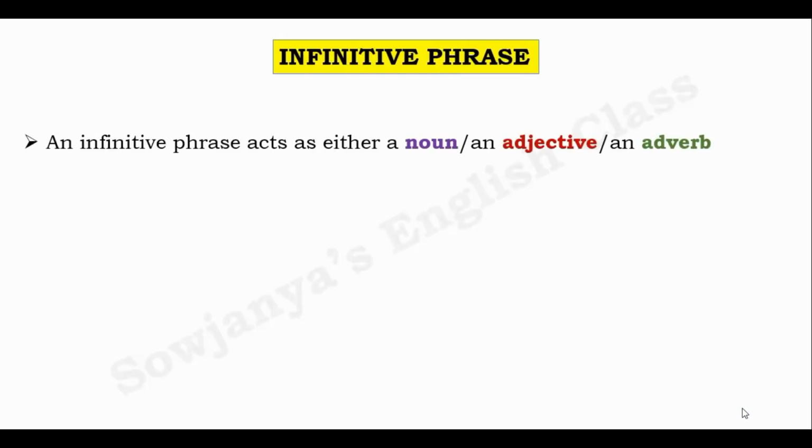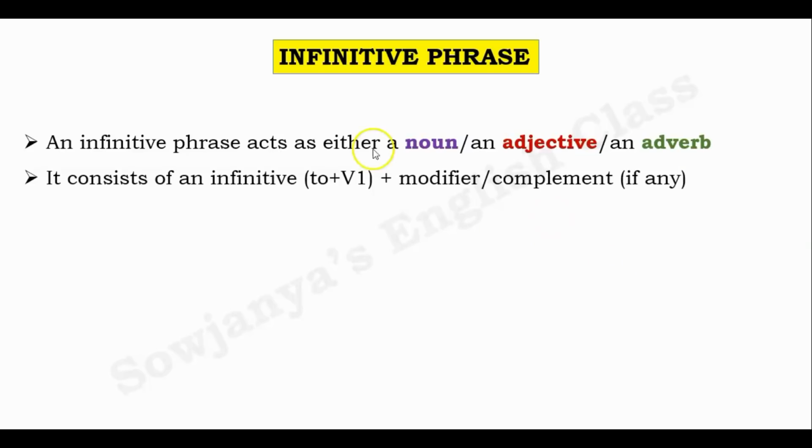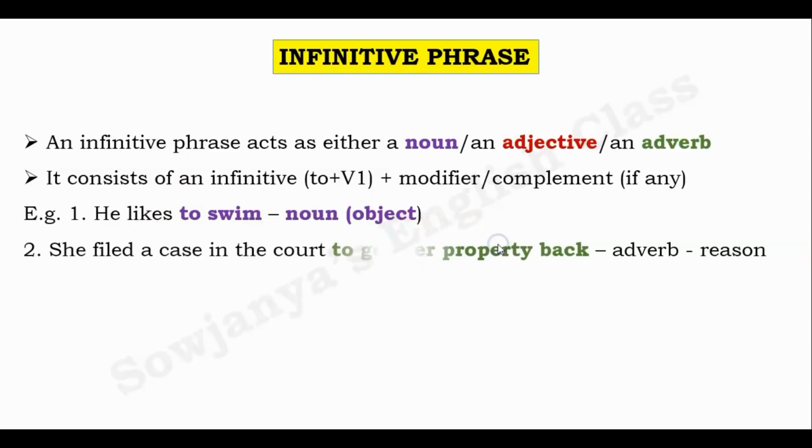You all know infinitives are to plus V1, right? An infinitive phrase acts as either a noun, an adjective or an adverb in a sentence. It consists of an infinitive, that is to plus verb 1, plus modifier or a complement if any. Example: he likes to swim. He likes something, that is to swim. Here it is acting as an object.